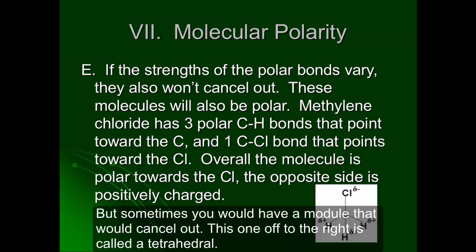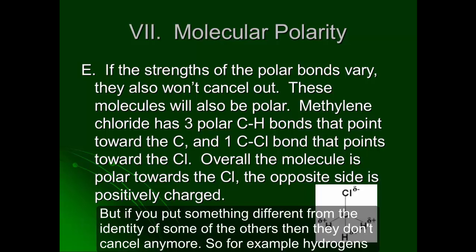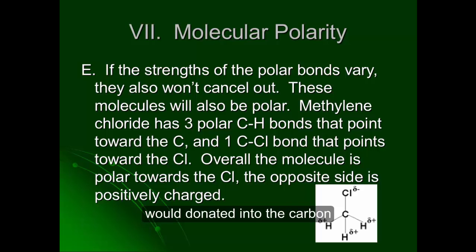And sometimes you can have a molecule that would cancel out. This one off to the right is called a tetrahedral. And if the same thing were attached to all of these bonding sites on the outside, it would cancel each other out, even if it was polar. But if you put something different from the identity of some of the others, then they don't cancel anymore.